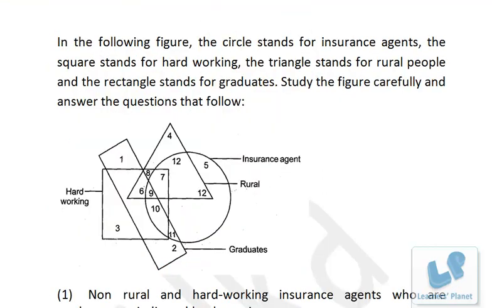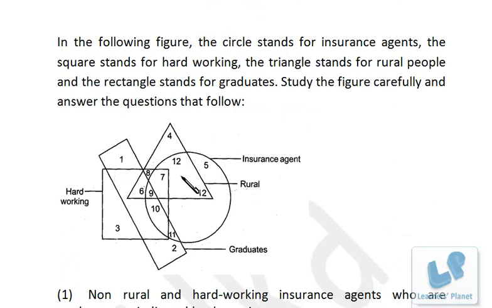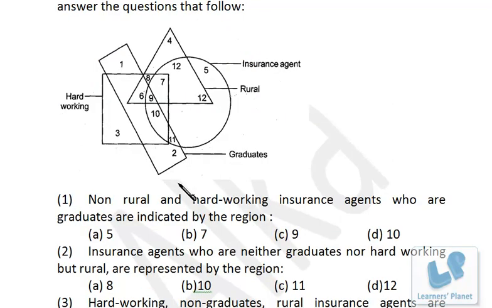Now friends, we have this set of problems based on Venn diagrams. Here the basic information is already given, so let's go to the questions directly. Non-rural and hard-working insurance agents who are graduates are indicated by the region. Non-rural, that means rural is actually triangle, so the region should not be in the triangle. Hardworking should be part of a square. Insurance agents should be in the circle. And graduates is in this rectangle.